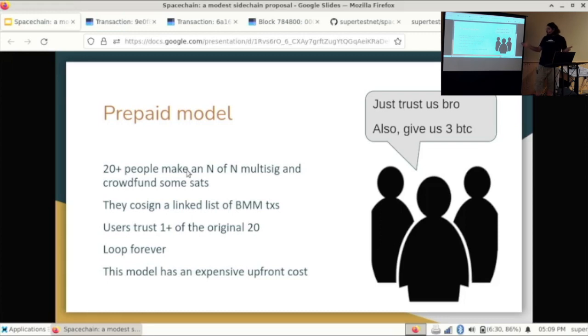And the only way that it stops working is if these guys run off with the money. So you just loop forever until they steal it. And as long as one of these guys is honest, and doesn't co-sign to steal the money, then it never stops. You can just keep doing that forever.